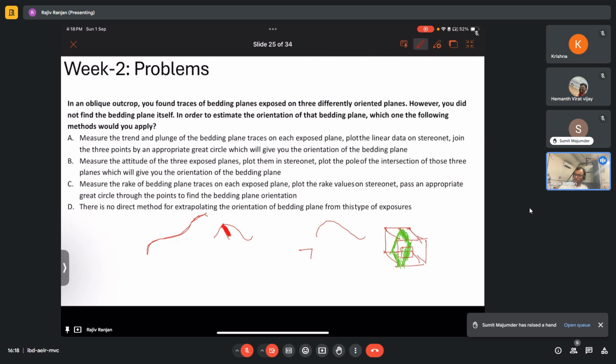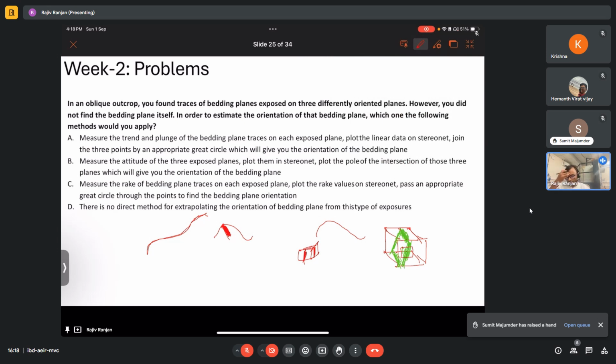So you are able to see in one outcrop only the traces, this much. You don't know what is the dip amount, what is the strike. You are only able to see this trend. Somewhere else, maybe in other areas, you are able to see it like this. There could be some other variation. So if you are able to see different traces in different oriented planes, then there is a process to estimate the orientation of those bedding planes.